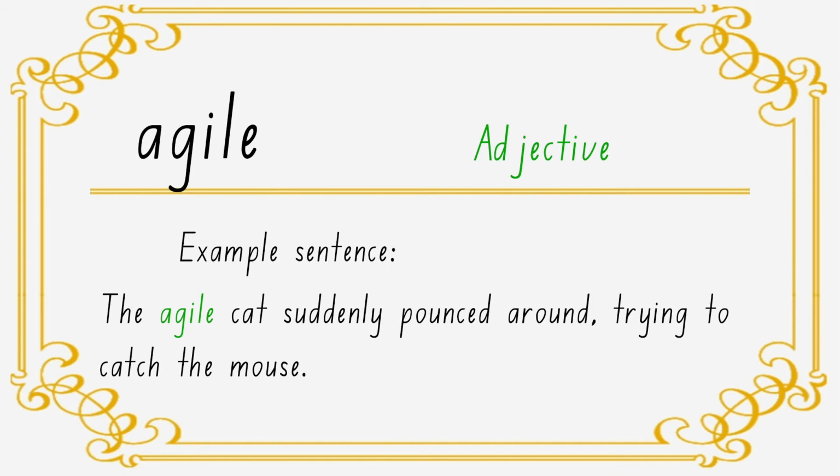If agile is used, then we tend to think that the thing it's describing is not only fast, but is quick to move and change directions as well. For example, we can use agile to describe a tiger, but not a race car. Tigers move quickly in more than one way, while the race car just goes fast.